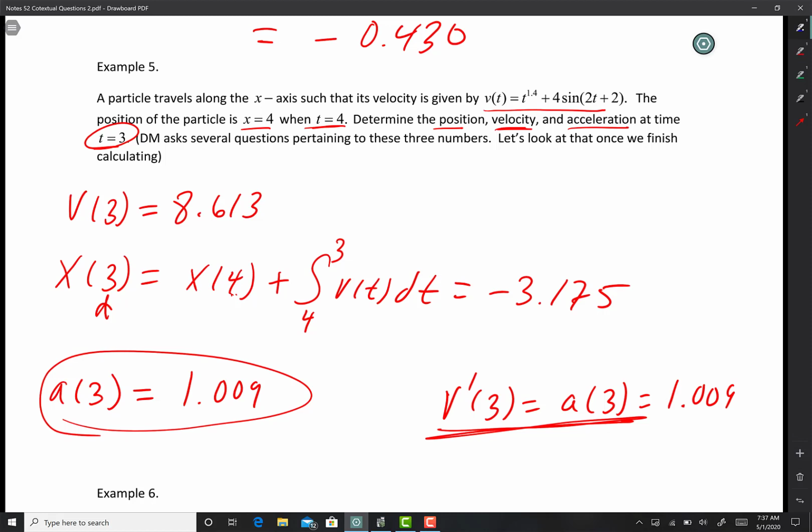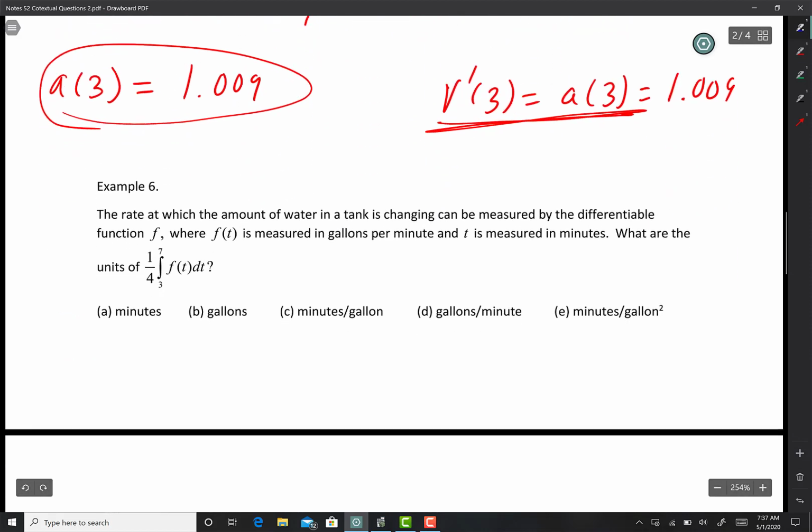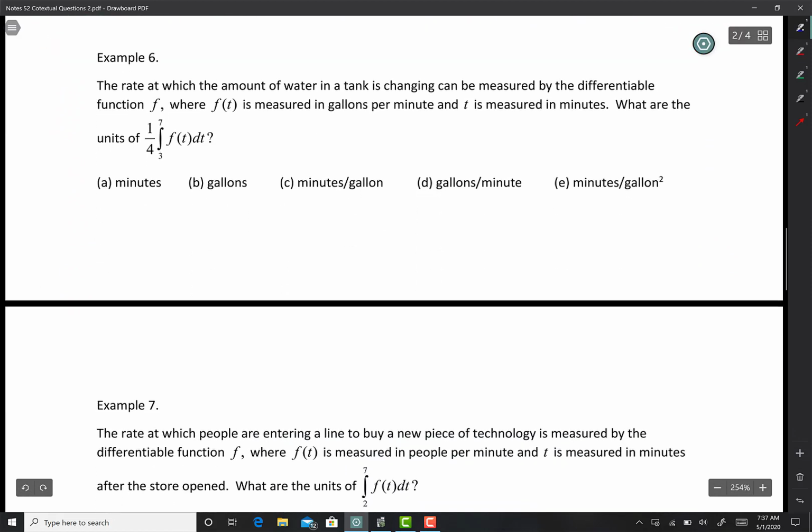It works the same way with graphs, guys. If f prime is positive, f is increasing. If f prime is negative, f is decreasing. See, so it's all pretty much the same, guys. I think you'll be fine. I hope. All right, let's go to the next one.